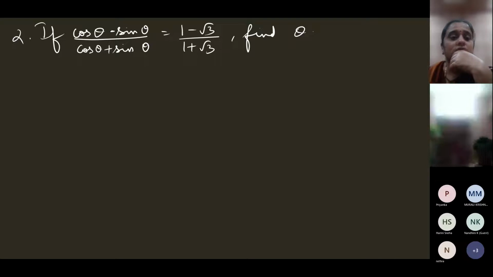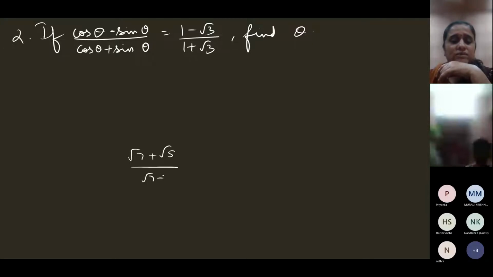All right. So now last year we remember, when we had to rationalize something like root 7 plus root 5 by root 7 minus root 5 is equal to something like a plus b root 35. Find the value of a and b. We have solved such questions last year.